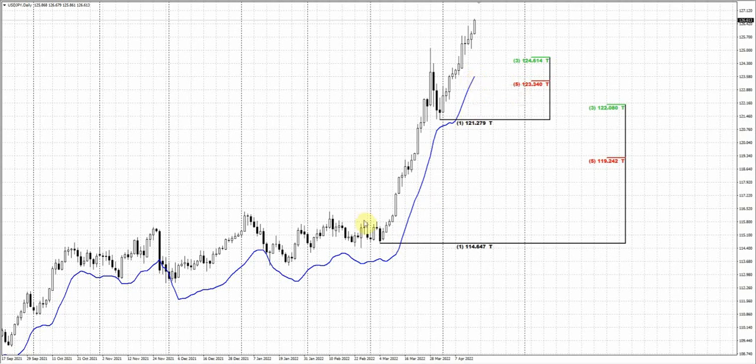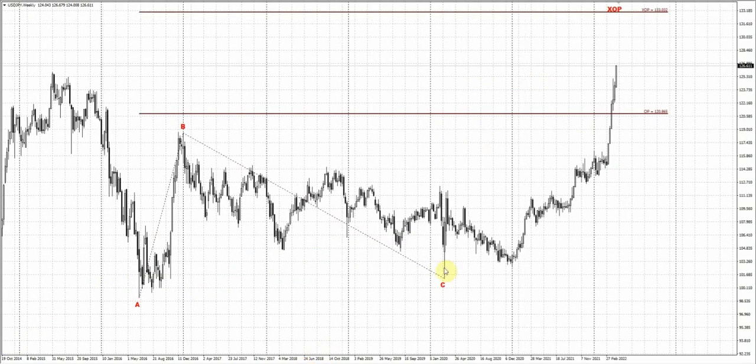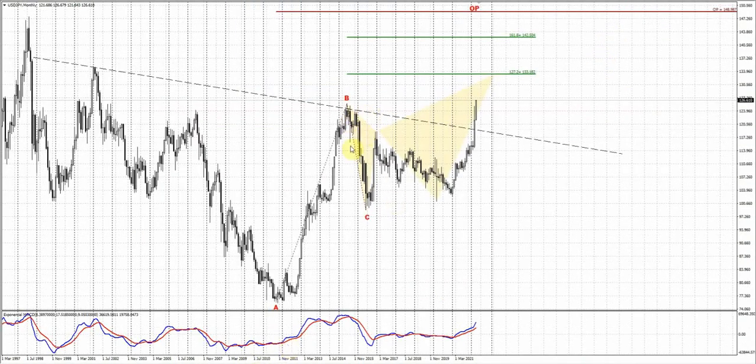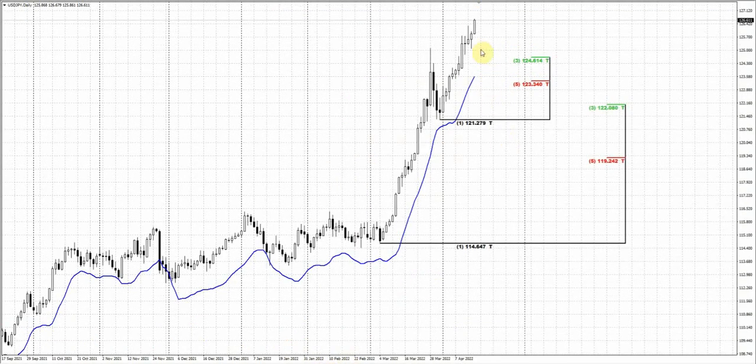Taking the overall sentiment around the Japanese yen into consideration, and that the market has not yet completed the important targets, because on the weekly chart the OP has already been passed but the XOP has not been reached, and on this chart this target has also not been reached, that's why if a retracement happens at the current moment, it will hardly be very significant.